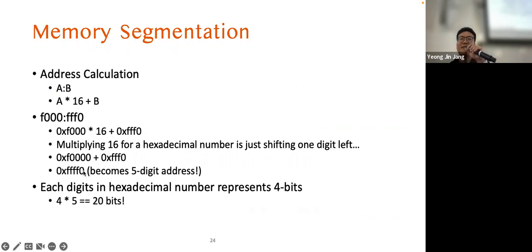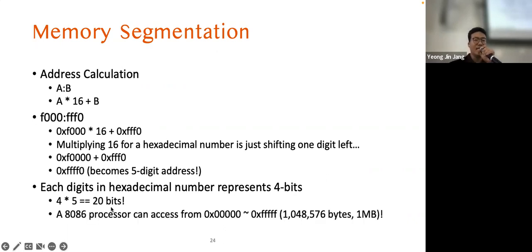And then the resulting address will be 5 digits, and each digit in hexadecimal represents 4 bits. So 4 bits times 5 digits, we will have a 20-bit addressing. That's why the 8086, a 16-bit processor, can access 20 bits of memory addressing, because the possible address range is from 0 to FFFF inclusive.